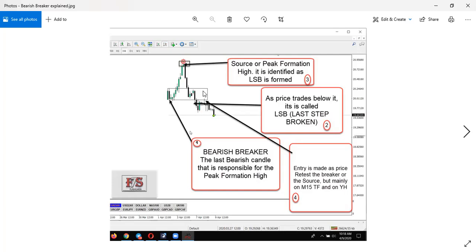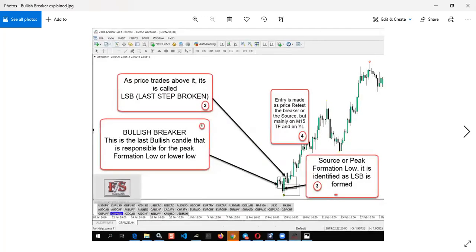I will tell you three things that will likely happen, but let me explain the bullish breaker first. I just explained the bearish breaker. Now look at the bullish breaker. If the bearish breaker is the last bearish candle you see before the peak formation high, what is the bullish breaker? The bullish breaker is the last bullish candle you see before the peak formation low, or the lower low. You see that this is the lower low.